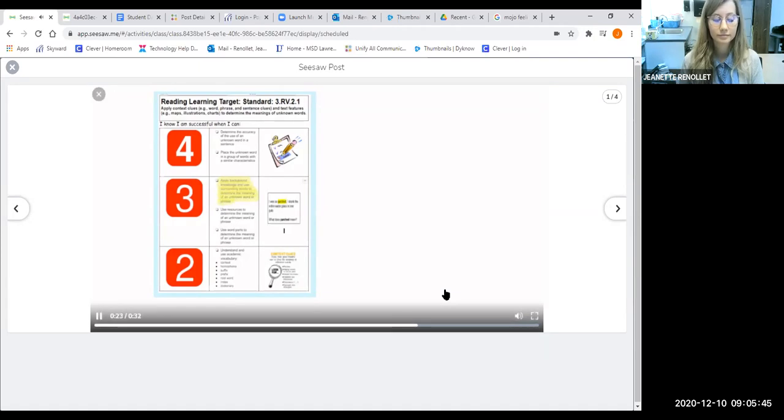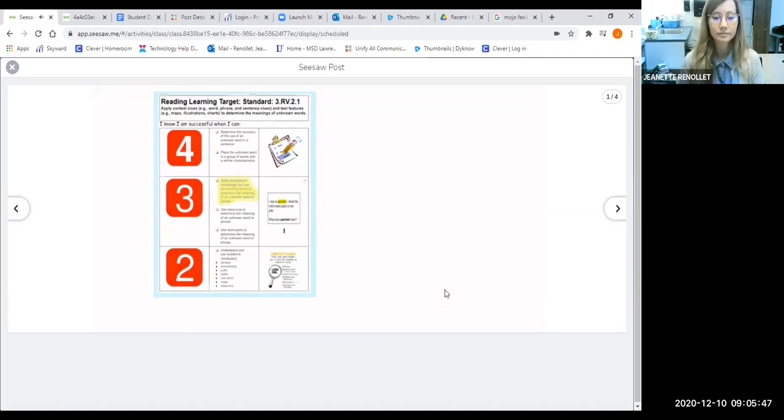We can use our background knowledge, we can use pictures, or we can use other words that surround it to help us determine the meaning.